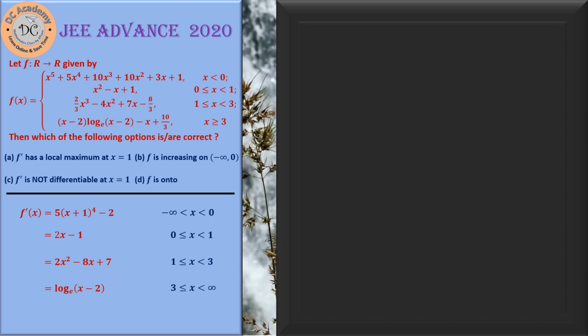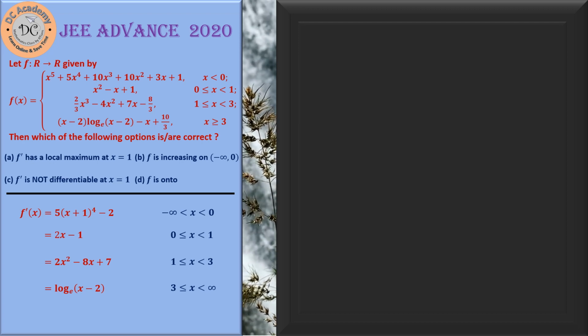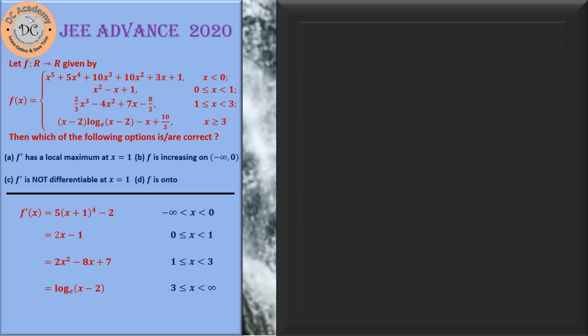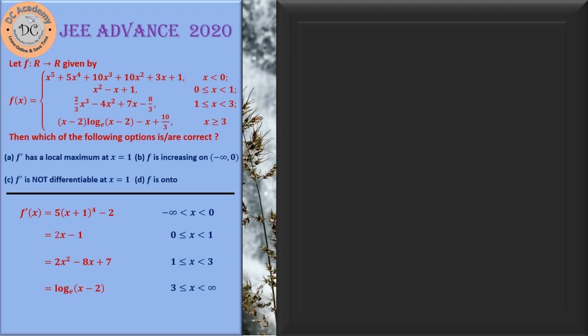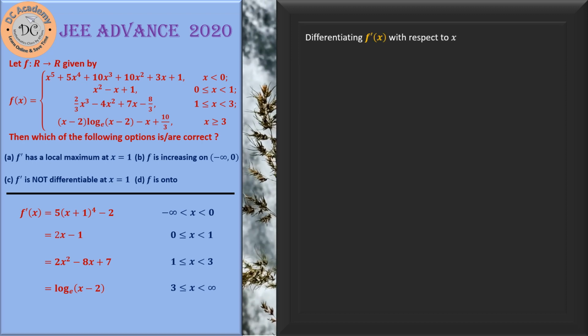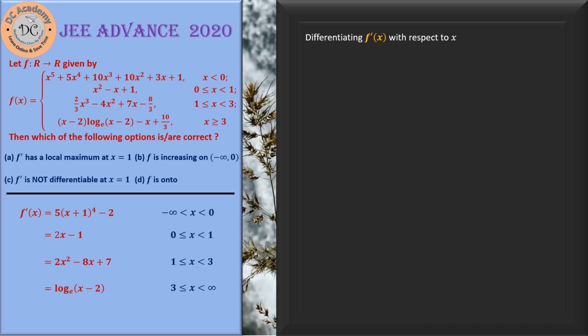For options A and C, it is given that f dash has a local max or not, and whether f dash is differentiable or not. That means we need to test f double dash x. So let's calculate f double dash x by directly differentiating f dash x with respect to x.